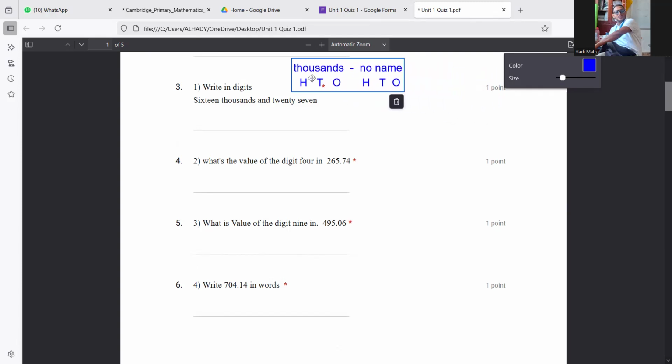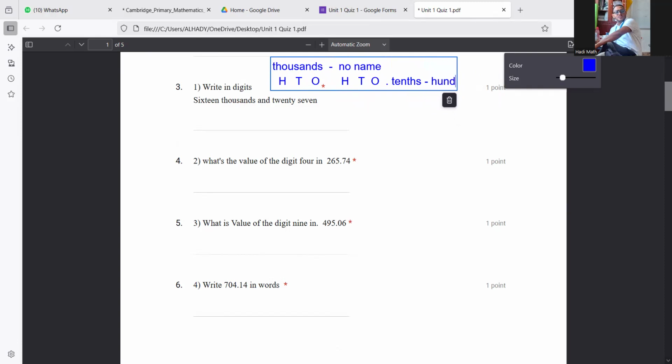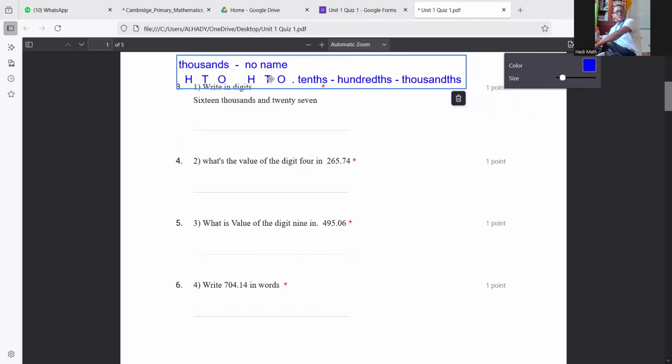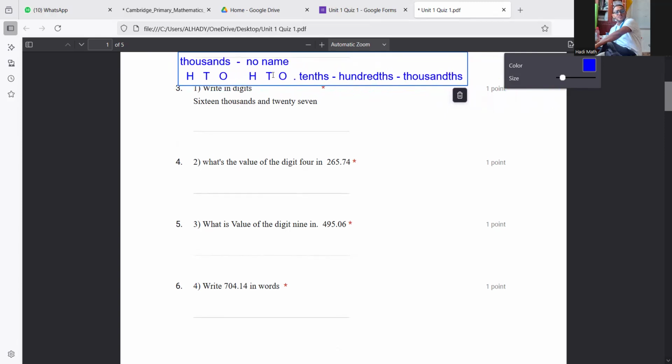The decimal point part, you can say it is point. The first digit is tenths. The second digit is hundredths. The third one is thousandths. Please don't forget this. This is the most important thing that you need to know in place values, if you would like to study place value.